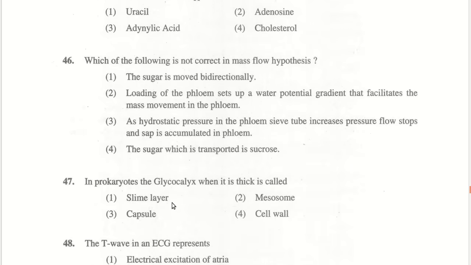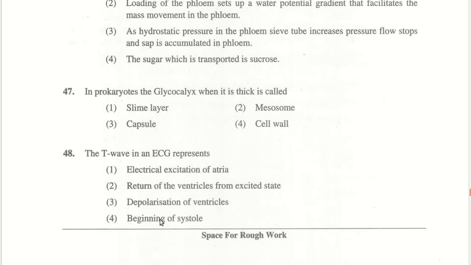In prokaryotes, the glycocalyx, when it is thick, is called as capsule. If the glycocalyx is thick, it is called as capsule in prokaryotes. The T wave in an ECG represents return of the ventricles from excited state. So second one is the right answer, return of the ventricles from an excited state.